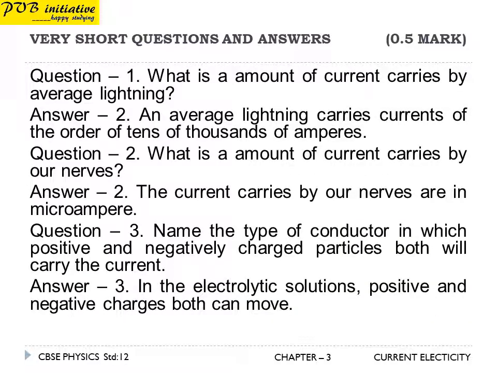Question 1. What is the amount of current carried by average lightning? Answer 1. An average lightning carries current of the order of tens of thousands of amperes. Question 2. What is the amount of current carried by our nerves? Answer 2. The current carried by our nerves is in microamperes.